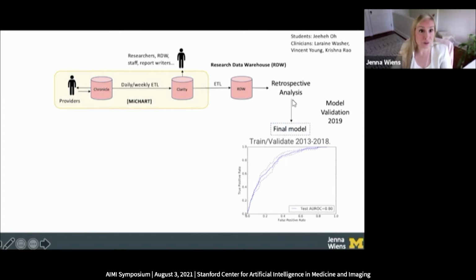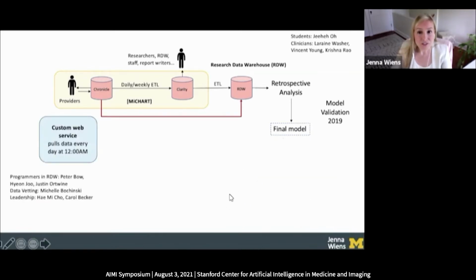So we used these data for our retrospective analysis and our final model validation in 2019. But once we shifted to prospective implementation, we needed to write some custom web services to make up for the delay in the ETL process associated with some of the data in RDW. Some of the data was delayed by up to a week between when it was entered by providers to when it was available in the research data warehouse.